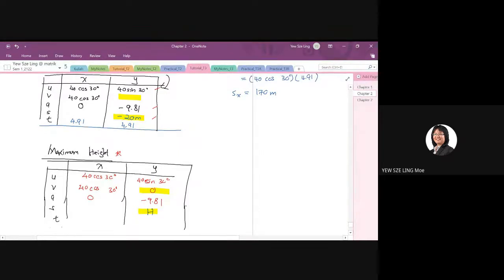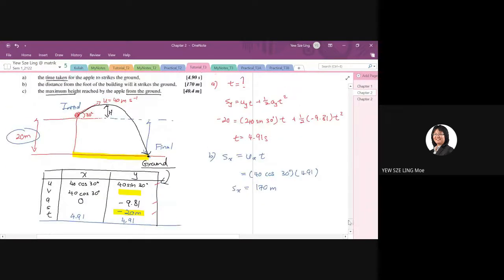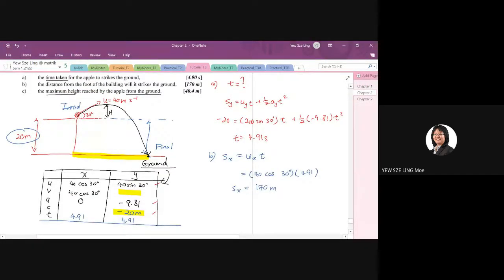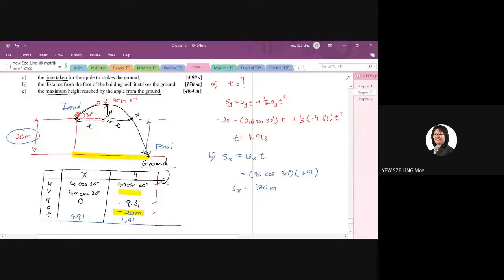Now, can you use 4.91 divided by 2? Cannot. This 4.91 is the time taken from initial until final. The times 2 case is from initial until the same height level, so the time from here would be the same as the time from here. You cannot say I want to calculate information at maximum height, so I use 4.91 divided by 2. If you divide by 2, you're going to get the wrong time for maximum height. The time from the initial position until maximum height and from maximum height until this point X are the same, but not until the ground anymore.